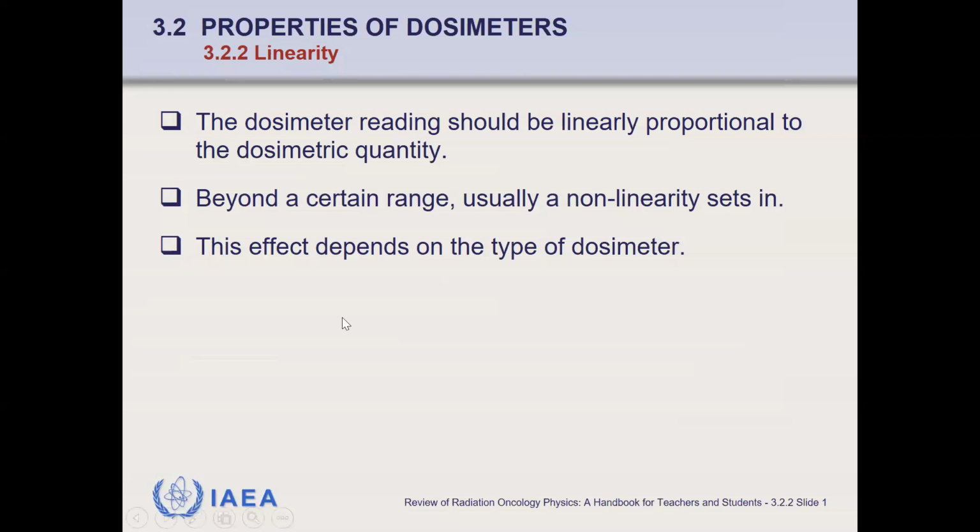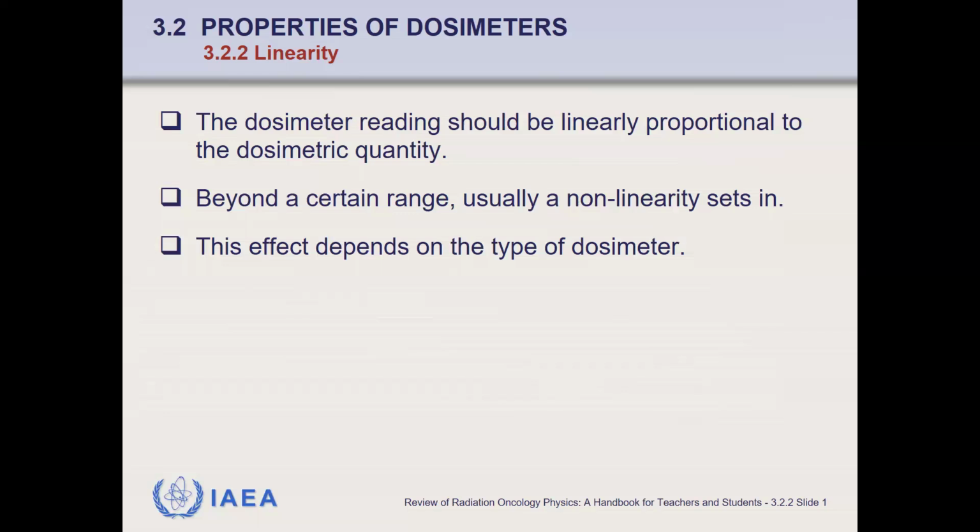Hello. So we are talking about the properties of dosimeters. Another property is the linearity. What does it mean, linearity? Here, the dosimeter reading should be linearly proportional to the dosimetric quantity. So, of course, the reading of the dosimeters should be linearly proportional to the dosimetric quantity.